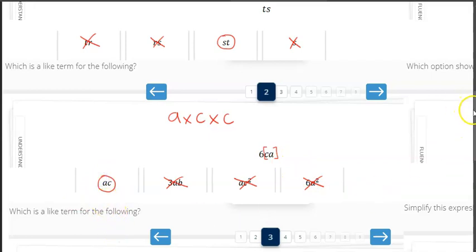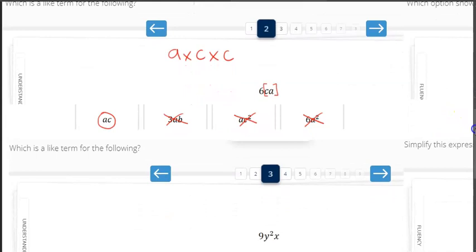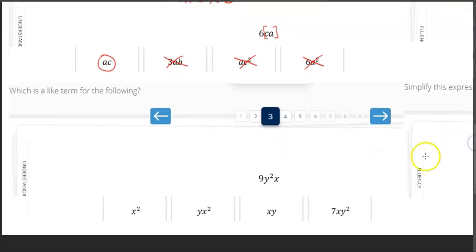So like terms are quite simple once you just know the foundation rules. We'll do it again for this last one. We have a 9y squared x. Now let's just forget about the 9 and let's look at the y squared x. Y squared x just means y times y, twice because of the number 2, and then times x again. So we have to look for something that involves a y squared and an x.